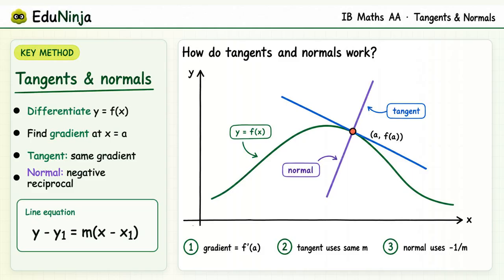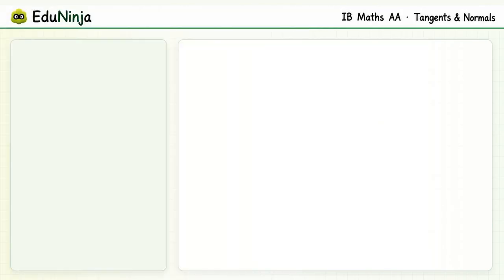To write the equation of the tangent, you also need the exact point on the curve. So the method is, substitute the x value into the original function to find y, differentiate the function, substitute the x value into the derivative to find the gradient, and then use the point and the gradient to write the line equation.